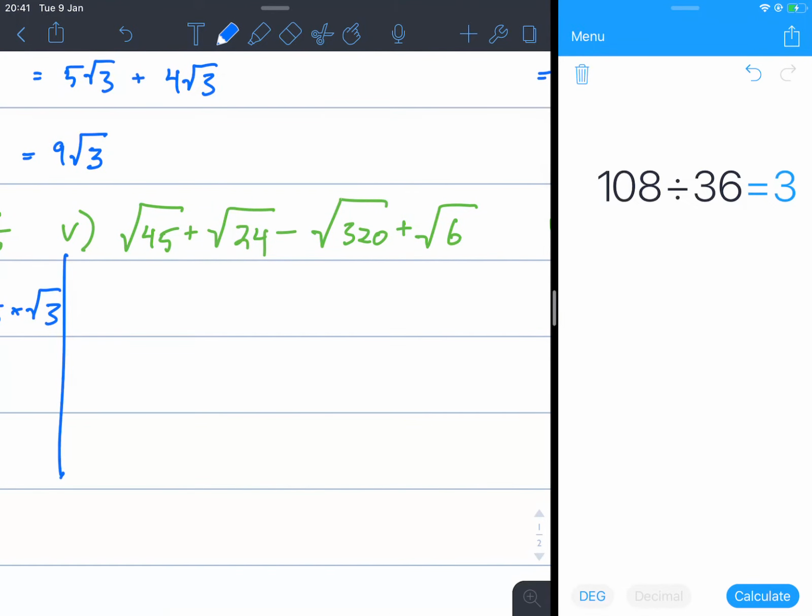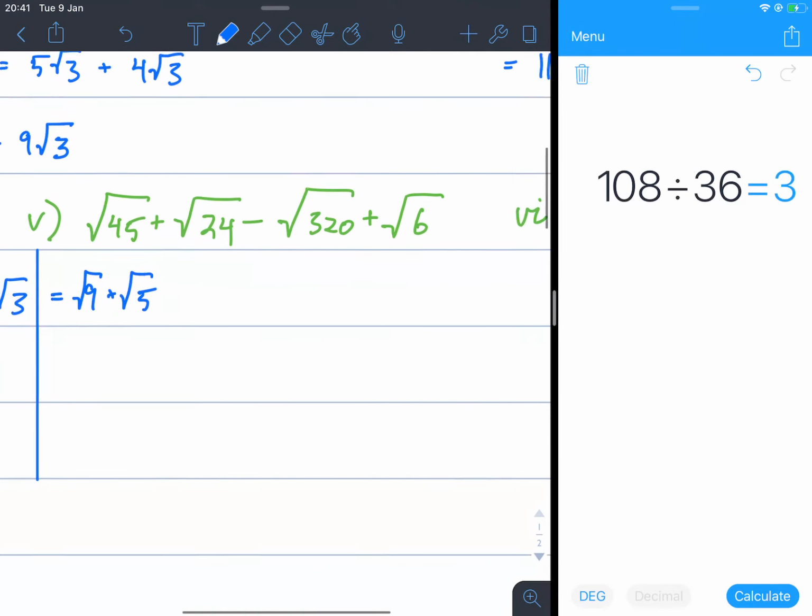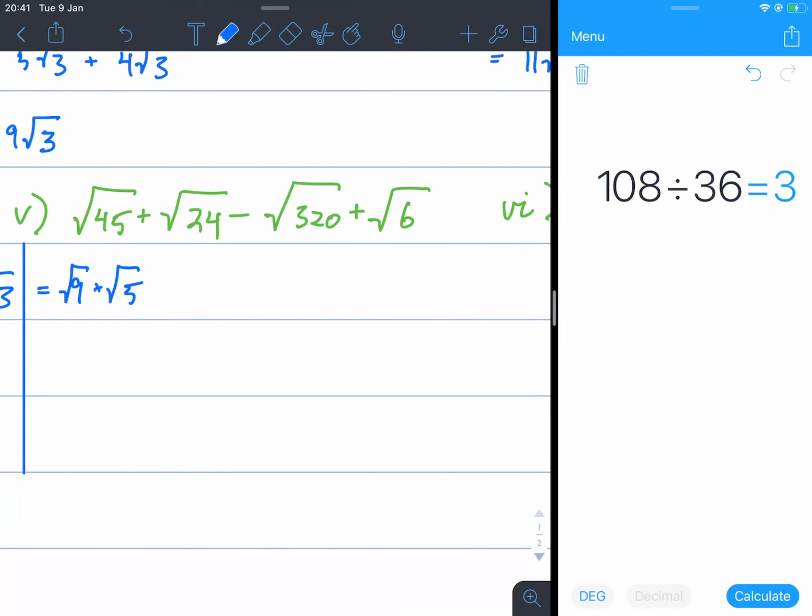45 is 9 times root 5. 24 is root 12 times, oh wait, no, let's break that even further. Root 4 times root 6.